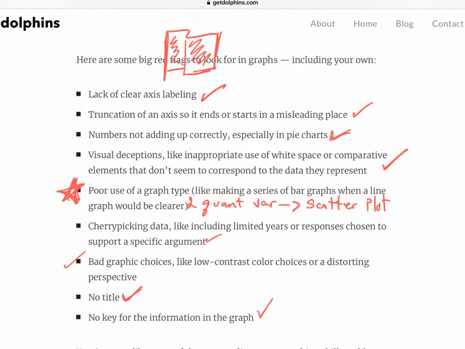Okay, so some key components to graphs, and ultimately the idea is that our graph should make it easier to understand what we've just found, what we've just collected in terms of data. If the graph doesn't make it easier to understand, if the graph doesn't make it more clear, then it's failed in its purpose, and you need to reevaluate the approach that you took to creating your graph.